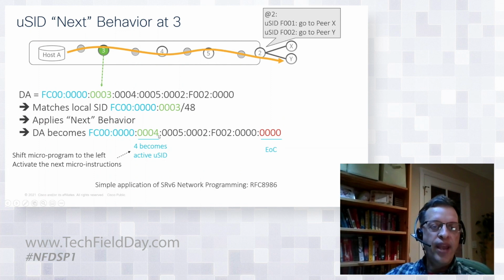So what we have done is we have shifted the microprogram. We have shifted the program to the left. We activated a new micro instruction. And when we do that, you can see at the end, we have appended the well-known end of carrier microSID. So I always keep the structure of the outer DA. This is what happened on 3. And now you know what's going to happen in the next 5 clicks.